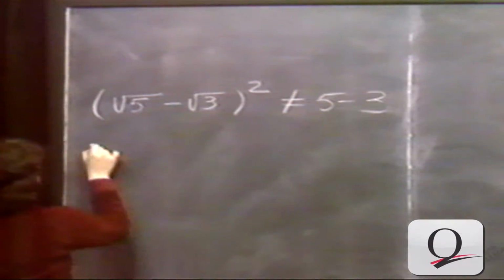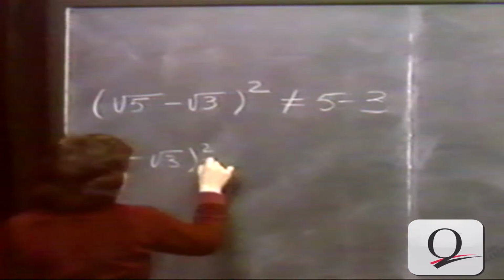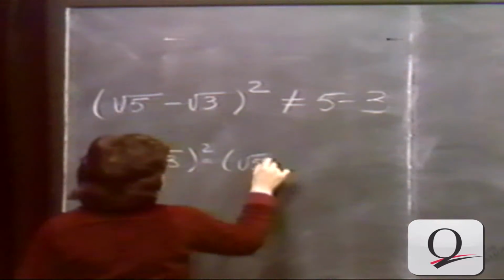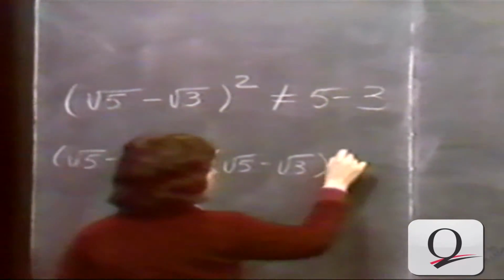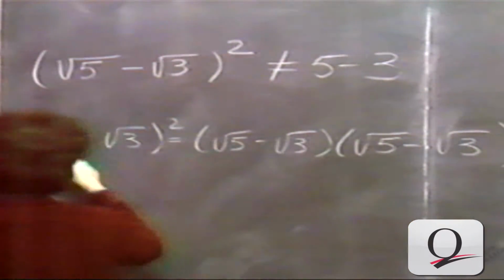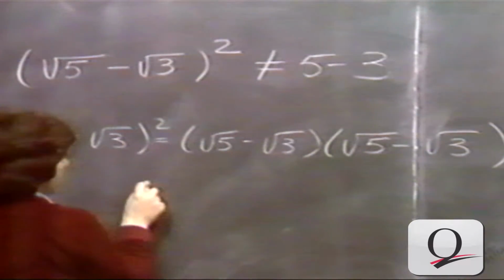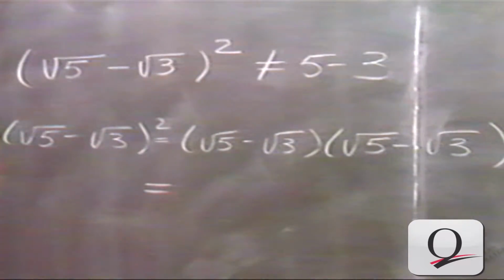The square root of 5 minus the square root of 3, squared, means the square root of 5 minus the square root of 3 times the square root of 5 minus the square root of 3. It's this expression squared, that is, this times itself. So we're talking about multiplying two binomials, and we're going to use the FOIL method.